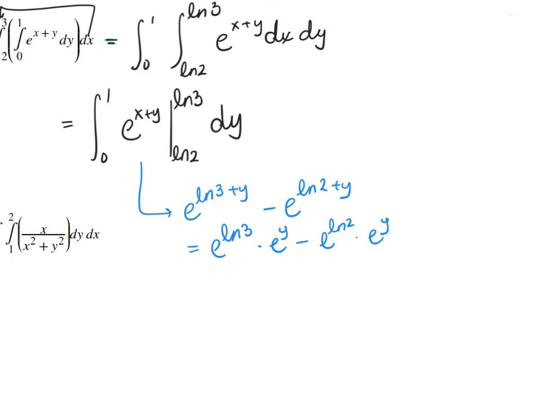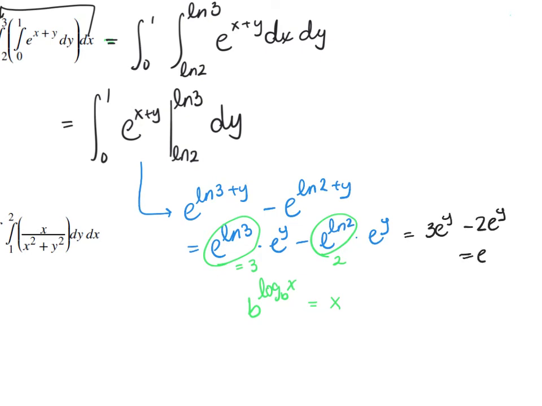We have this rule that says if I have the base raised to the log base b of x, this is equal to x all day long. So this goes to 3, this goes to 2, and what I end up with then is 3e to the y minus 2e to the y, which ends up just being e to the y. Oh, isn't this sweet? So this is equal to the integral from 0 to 1 of e to the y dy. After our last one, this is lovely.